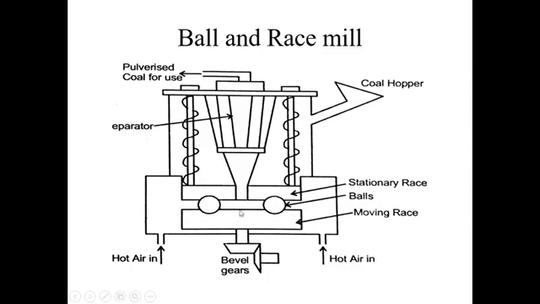So the same concept is used here, but the bottom side, the mill, or you can say the moving race, is rotated by the bevel gear, and the supply is from the coal hopper, which will supply the coal in between. The metal balls are used in between to crush it to a finer size, and the hot air is used to remove all the moisture content from it.